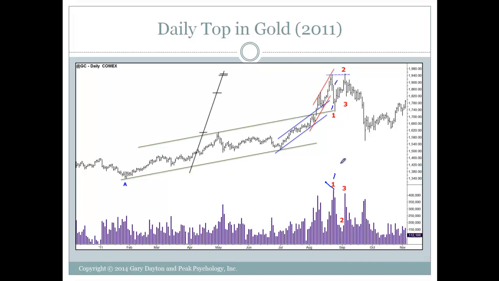And then we get some strength come in on this day, and the market tries to rally up. But look at the volume diminish. We see the shortening of the thrust and the diminishing of the volume.